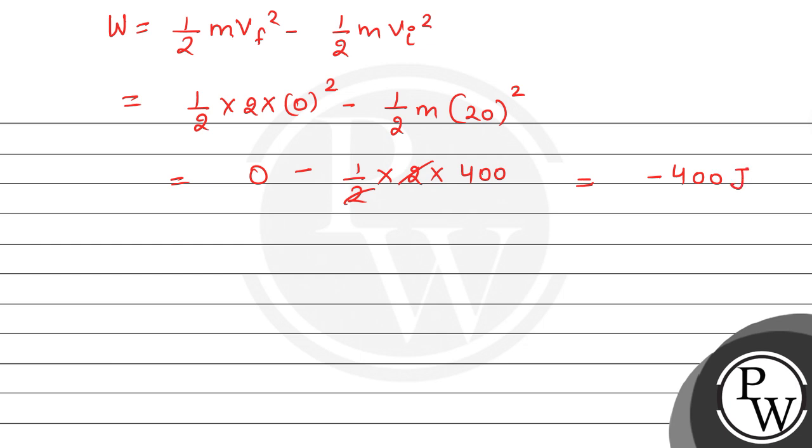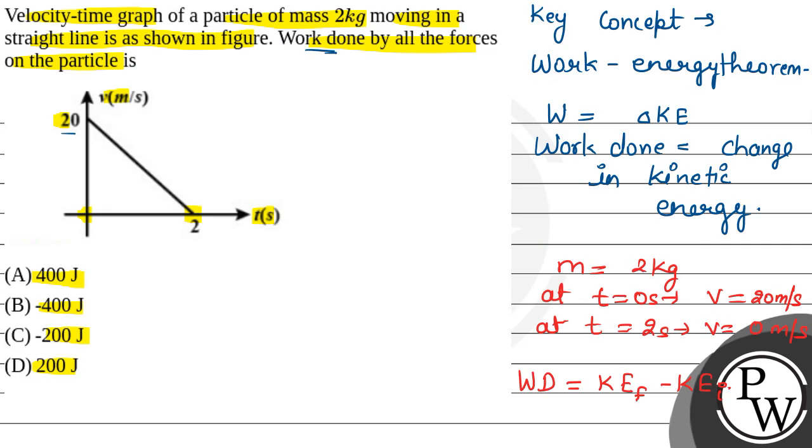ये आई हमारे पास वर्क डन की वैल्यू. So work done is equal to minus 400 joule. This is the answer of the question, and ये हमारे पास मैच करता है हमारे ऑप्शन नंबर B. So option number B is the correct answer of the question. I hope you understood it well.